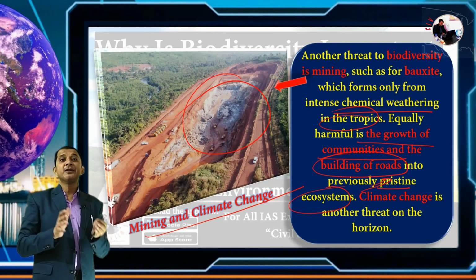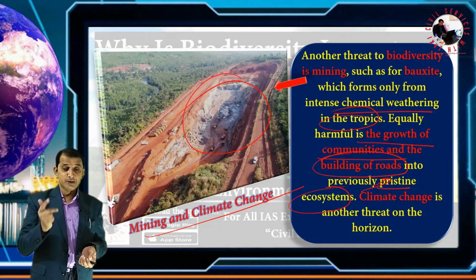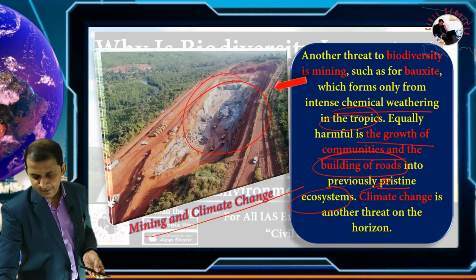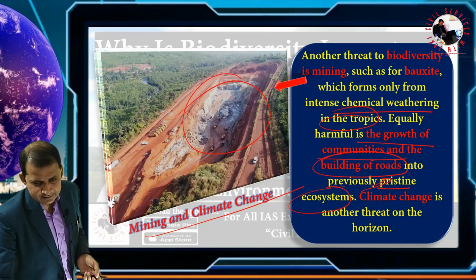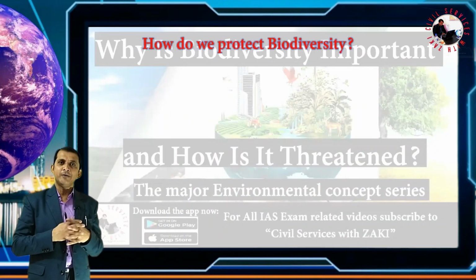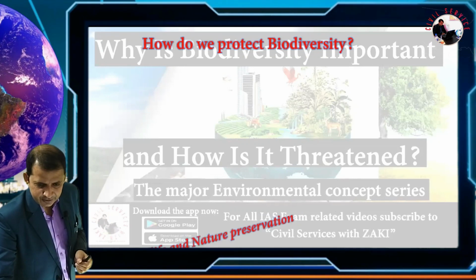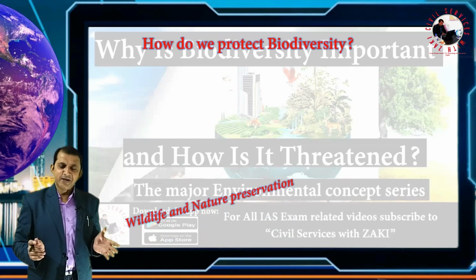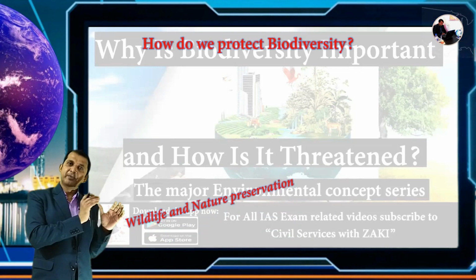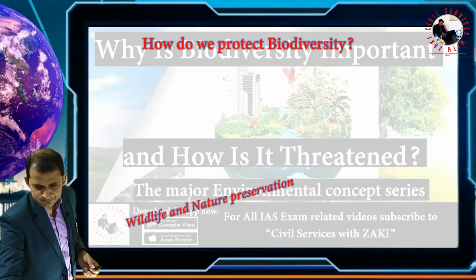So climate change is another threat to biodiversity. These are the main threats to biodiversity. Another thing: how do we protect biodiversity? Number one, as you see here, is wildlife and nature conservation. We preserve the pristine forest and wildlife through nature conservation.